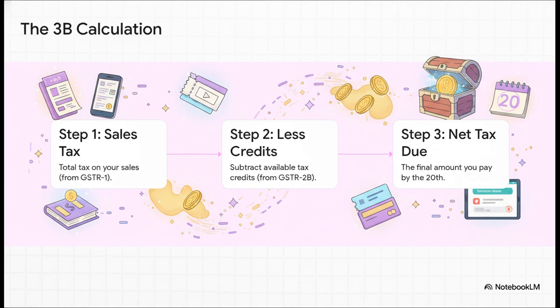You start with the total tax you owe on sales, which comes from your GSTR1. Then you subtract all your available tax credits from your GSTR2B. And the result? That's your net tax due. That's the amount you have to pay to the government by the 20th of the month.